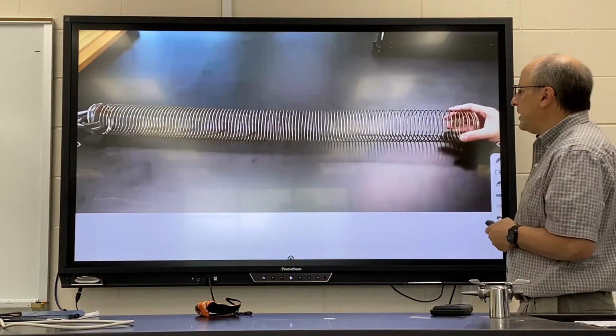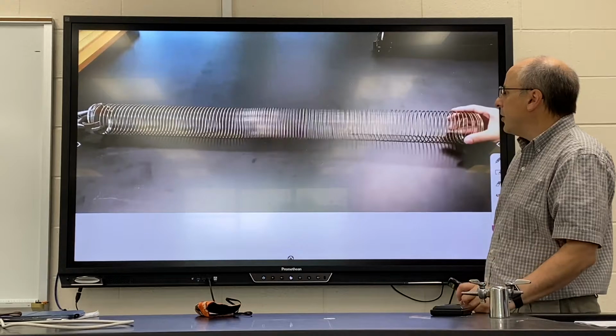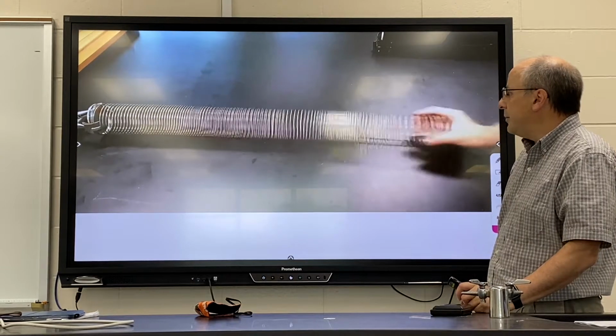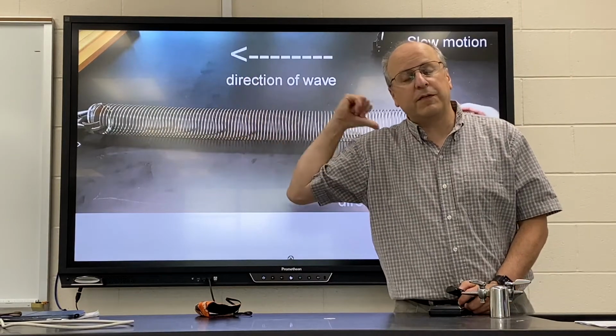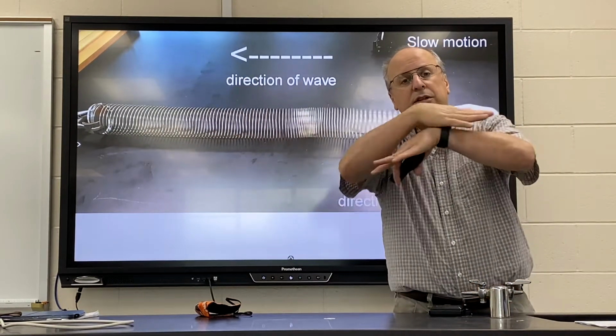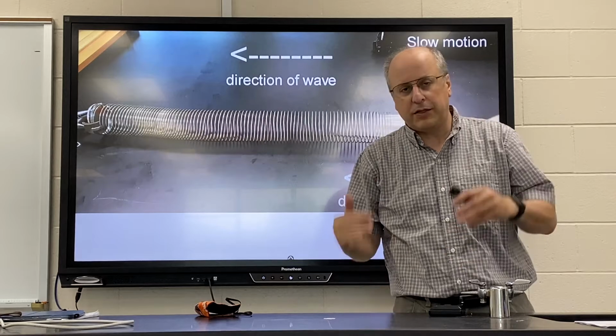We can see this idea of waves moving through each other when we look at the reflection of the slinky waves. You can see one wave moving to the right, but you could also see the reflection moving to the left, and you can see them passing right through each other.